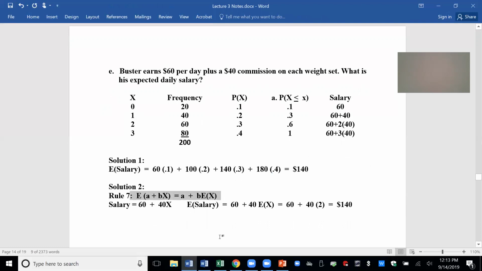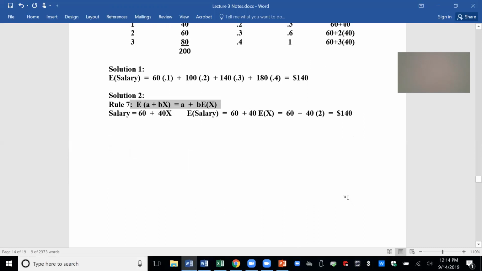It says if you form a new random variable by adding a constant or multiplying a constant times the original random variable, you don't need to go back and do all of the multiplying and adding. You have a quick shortcut. You can simply take A is 60 and B is 40 here. You can simply take 60 plus 40 times whatever our expected value of X was. It was 2, so you can simply do 60 plus 40 times 2 and get 140.